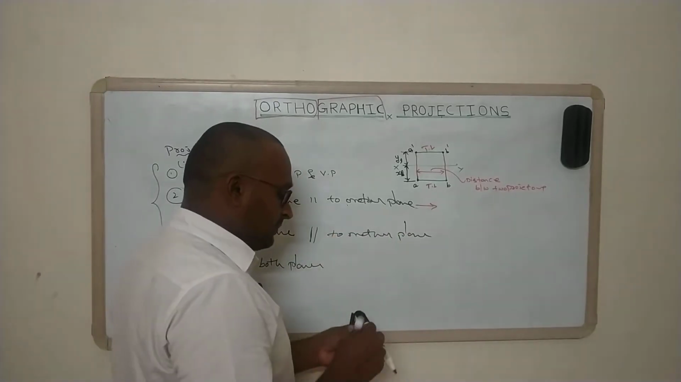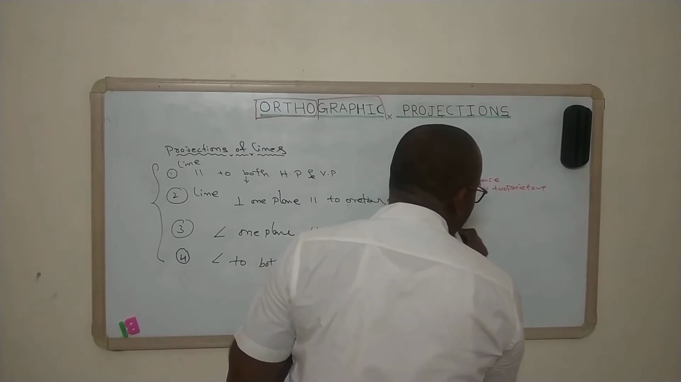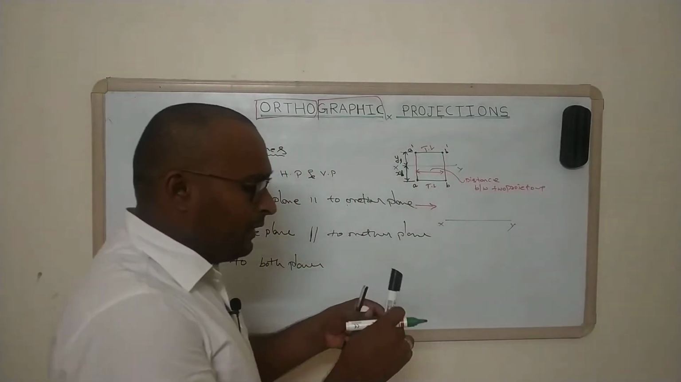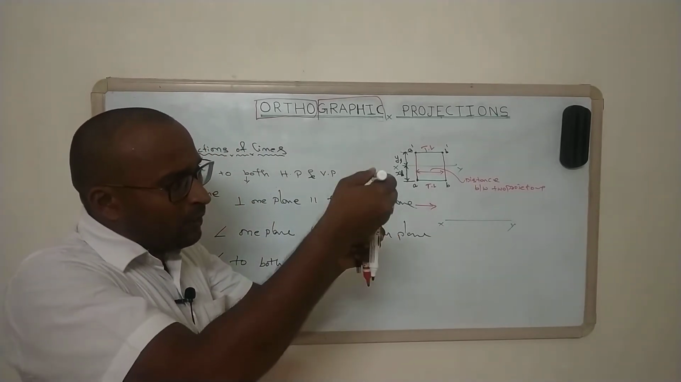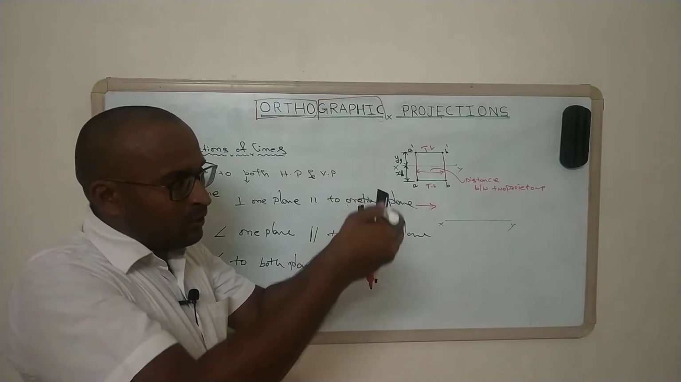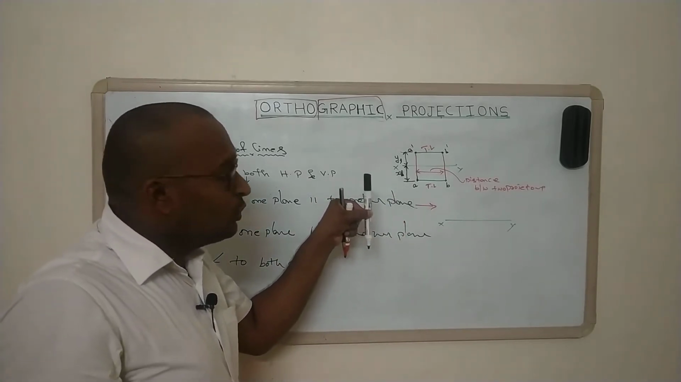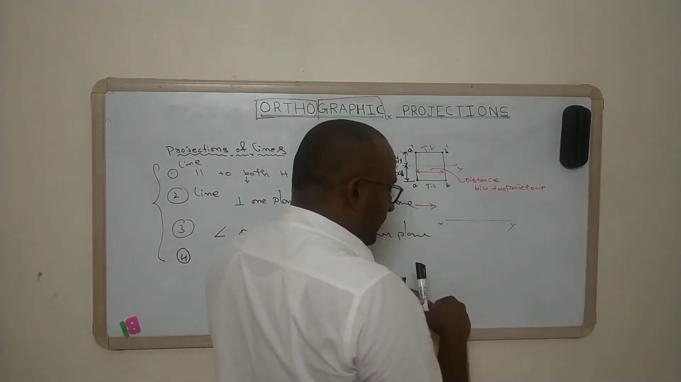Here in this case, initially we should start with an XY line. Then when we look from the front view, we will get the true length of the line, because it is parallel to the VP, so the VP consists of the true length.